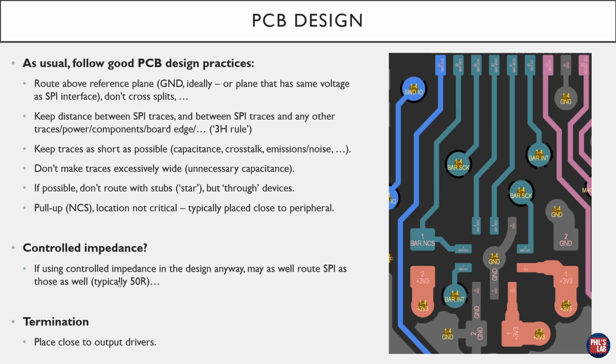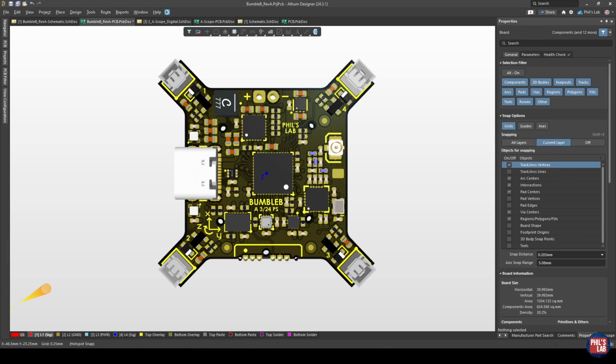So identify the output drivers, place your series termination resistor with a lumped distance from that output driver pin. Now let's look at some practical examples. I'll show you how to route this out and what a schematic might look like. The first board I'd like to show you is that at the start of the video, this micro quadcopter PCB.